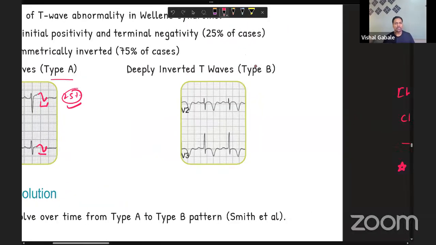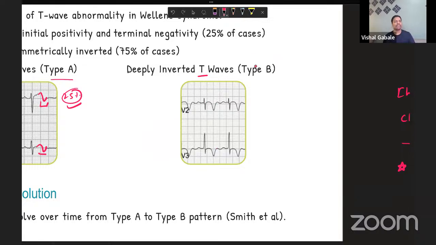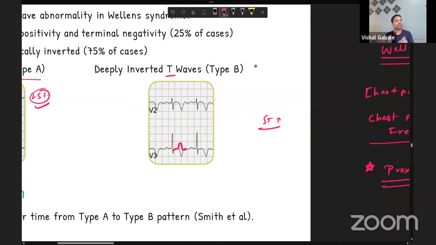Then here it is deeply inverted T wave. You can clearly appreciate that deeply inverted T wave. It is seen in almost 75% of the patients. So what happens, guys? As there is a deeply inverted T wave, whenever you have chest pain, you develop ST elevation. But in this patient, as there is already T wave inversion, when ST elevation occurs, it will reverse this T wave inversion. And this ECG looks absolutely normal when you have chest pain. That's why I've written over here, whenever chest pain is there, ECG appears normal. ECG doesn't become normal, it appears normal.